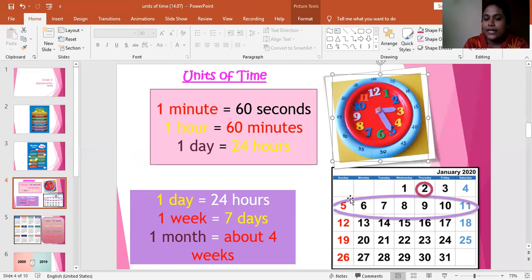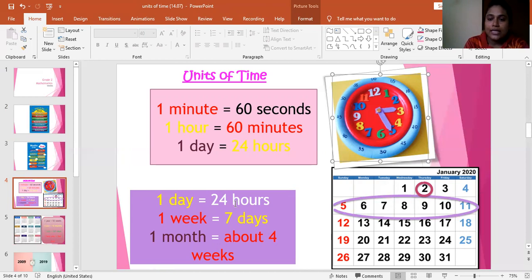And here, when we take 7 days from Sunday to Saturday, we call that a week. A week consists of 7 days. Here, 1, 2, 3, 4, 5, 6, 7. Let's see what this says. 1 day is equal to 24 hours. 1 week is equal to 7 days. Yes, here 1 week has 7 days.